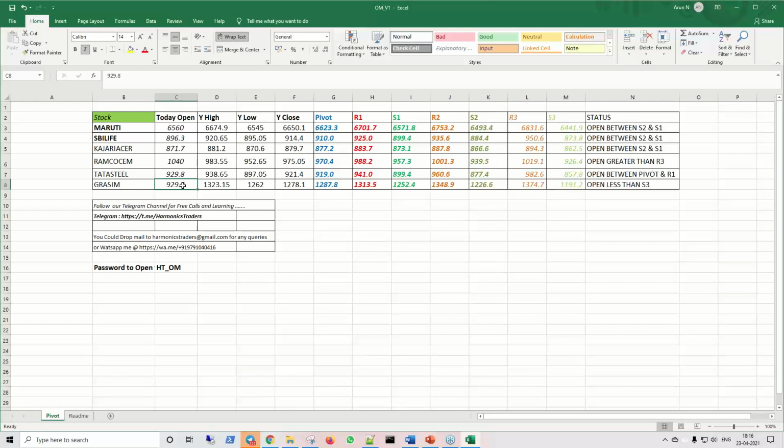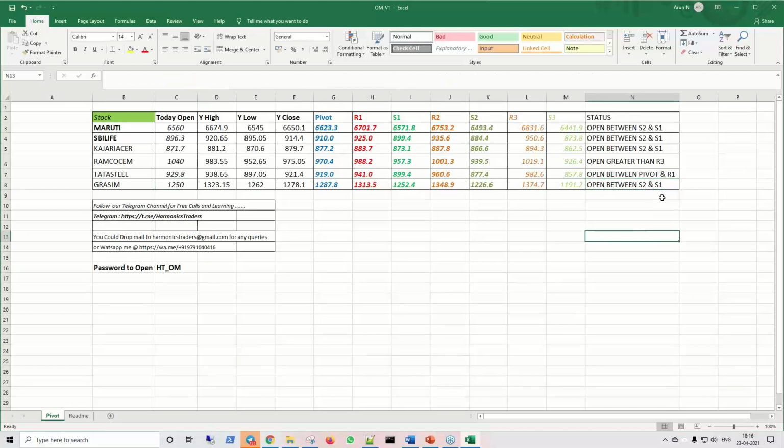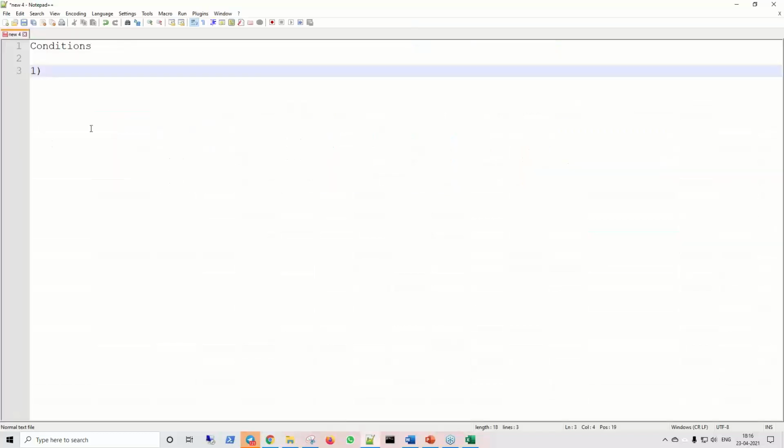So let us assume it's opening around 1250. Okay. Now, once you enter the open, here it says the open is between S2 and S1, right? So this is one condition. The most powerful conditions are the powerful conditions. Okay, I'll keep on writing as well.